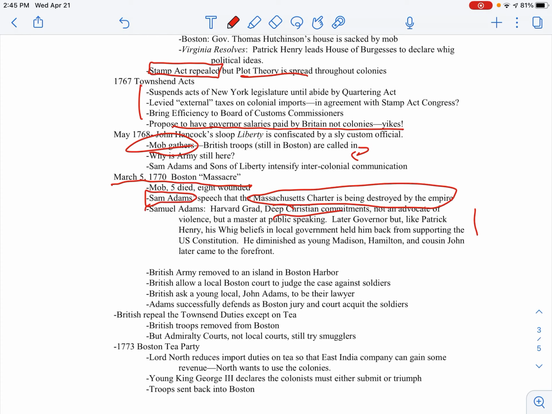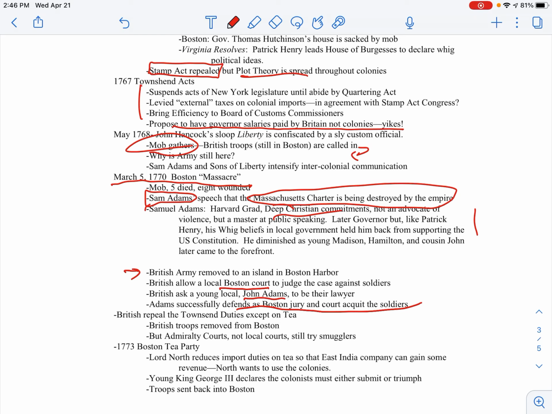Well, as I told you in class, the British decide to allow their army officers and men to be tried in a local Boston court. This is a huge concession to the idea that you Americans are reasonable and we can be reasonable, and let's look at this mob action and this horrible thing of people dying, soldiers shooting, and see if we can come to some sort of reasonable calming down of that. Well, John Adams, a local lawyer, is the lawyer for the British, and he successfully defends them in court. The local court decides that it was a mob, and the soldiers acted out of their own rightful position to protect themselves.